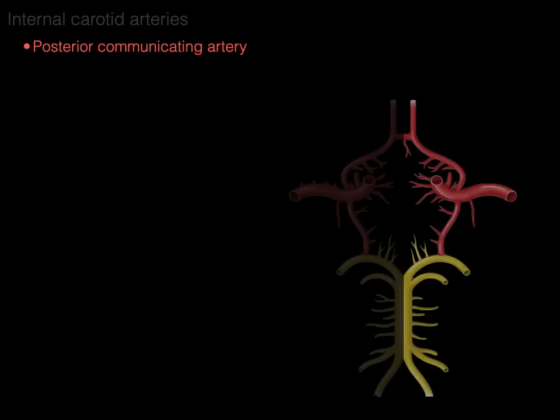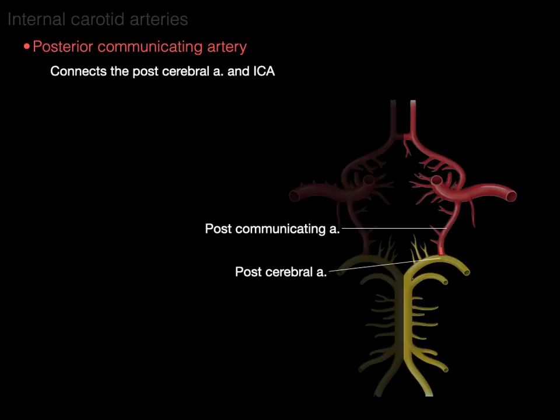Another artery that comes off the internal carotid is called the posterior communicating artery that connects the posterior cerebral artery and the internal carotid arteries.